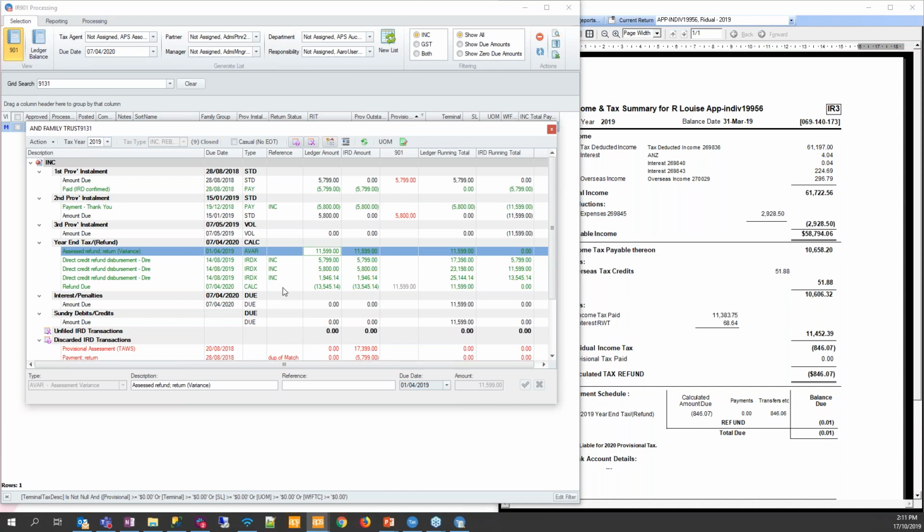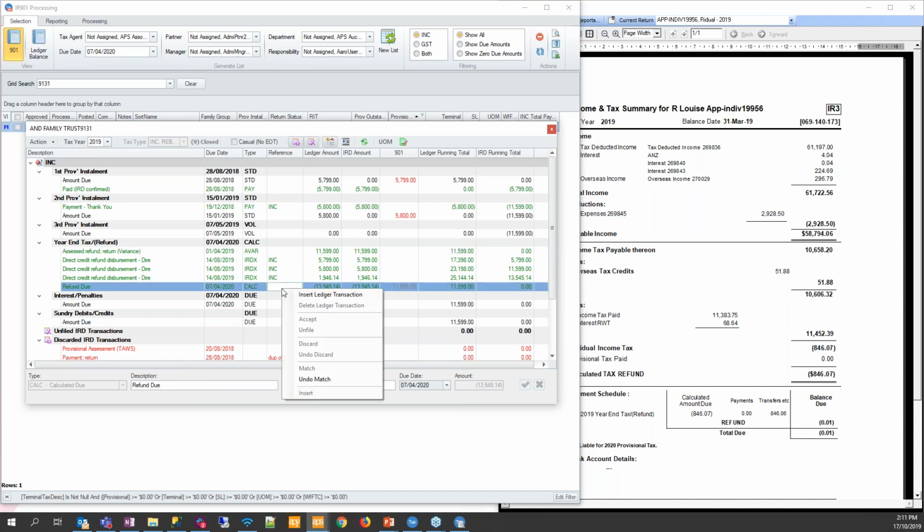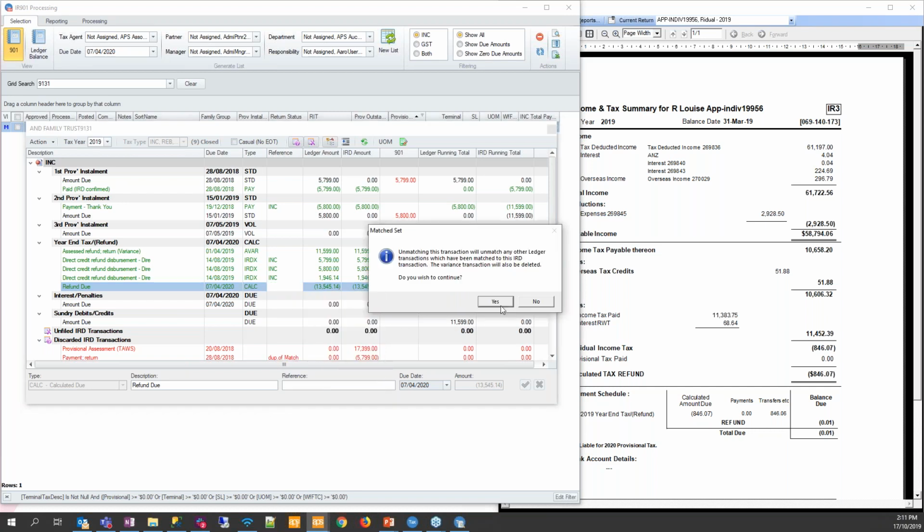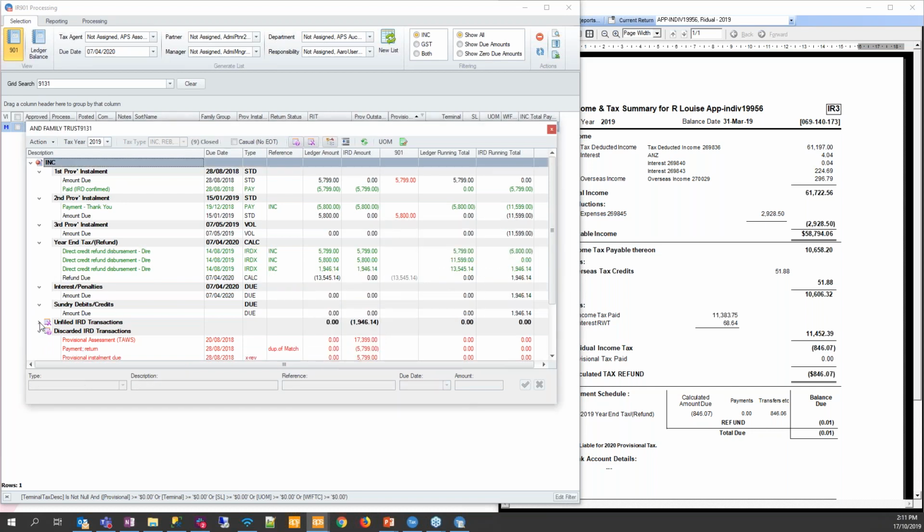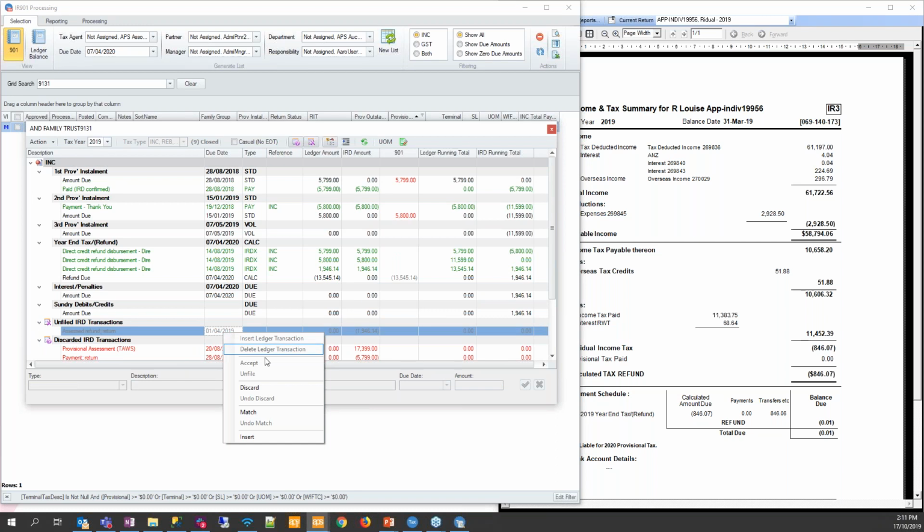But anyway, for the way it sits now, if we want to just do it manually, we can undo the match and redo the match.